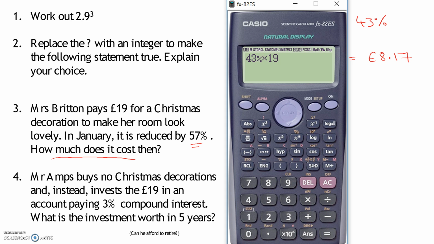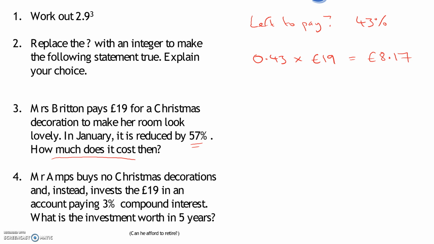So personally, I'd never use that percentage button. I find it confusing. I'd prefer to convert it to a decimal on my own. But that'll work and give you the same answer. Okay, so done. Number 3, finished. £8.17. Right, number 4.